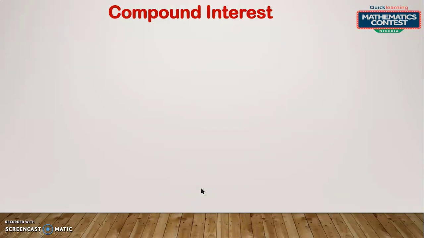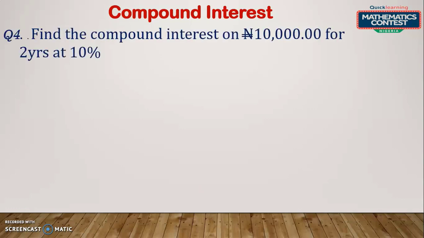So let's make progress. Now the next thing is actually compound interest. Now on the compound interest, we have this. Like we said, compound interest, the interest at the end of every year is added to the original principal, and this becomes a new principal for the next coming year. Now let's actually get into the details. Find the compound interest on 10,000 naira for 2 years at 10%.